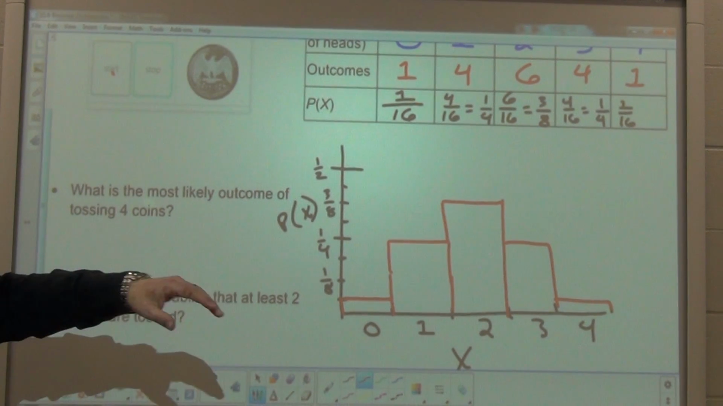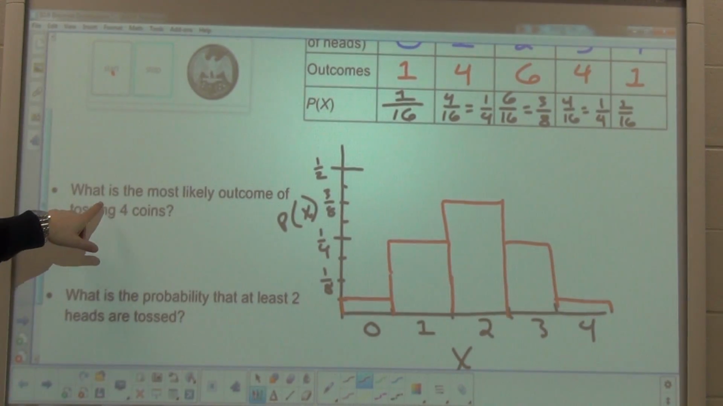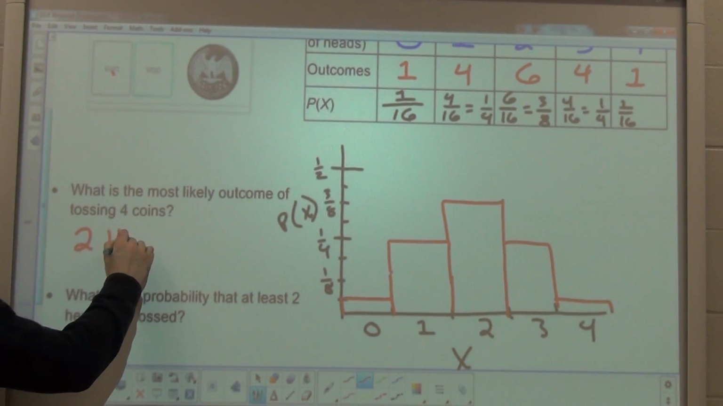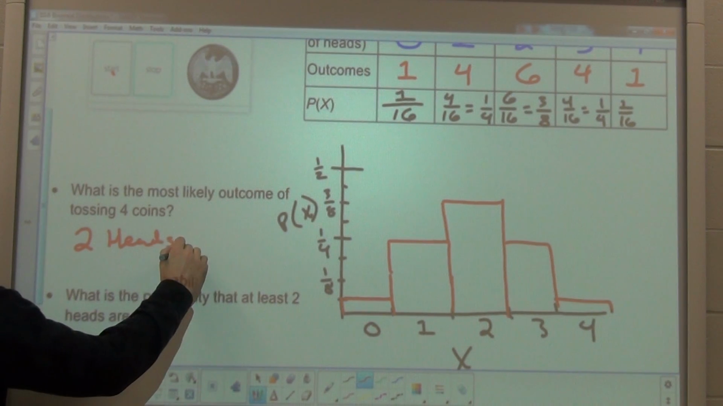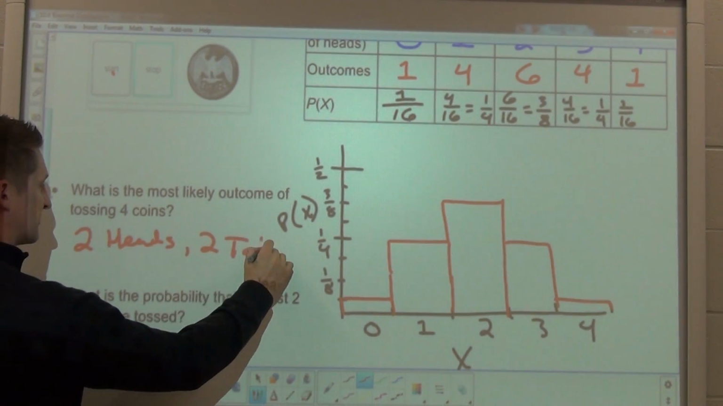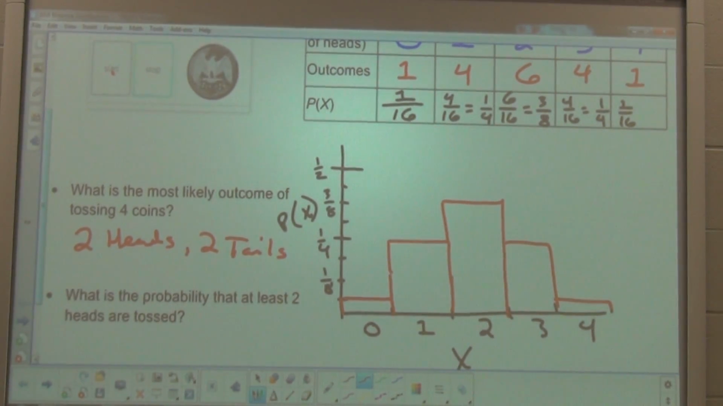Now, according to our diagram and our table, we can answer this question pretty easily. What is the most likely outcome of tossing 4 coins? Well, the most likely outcome would be getting 2 heads and 2 tails. That's most likely. That happens 3/8 of the time compared to the other ones.